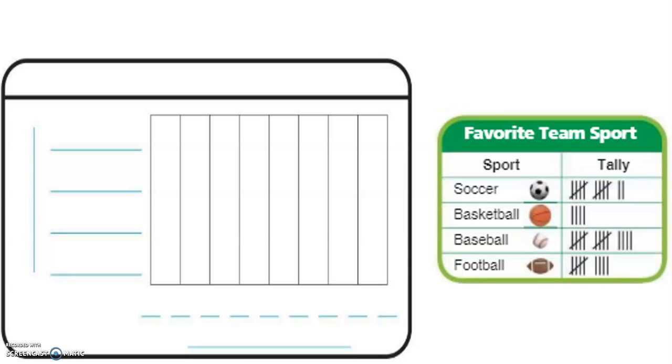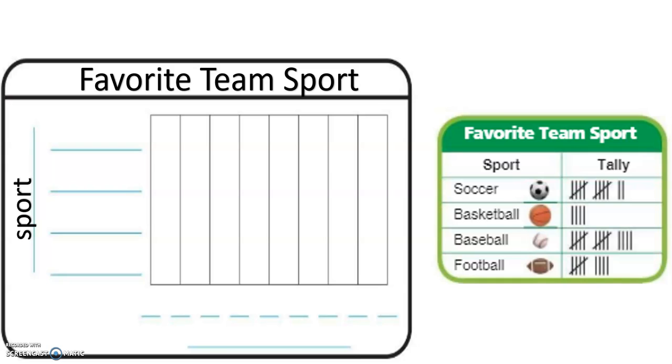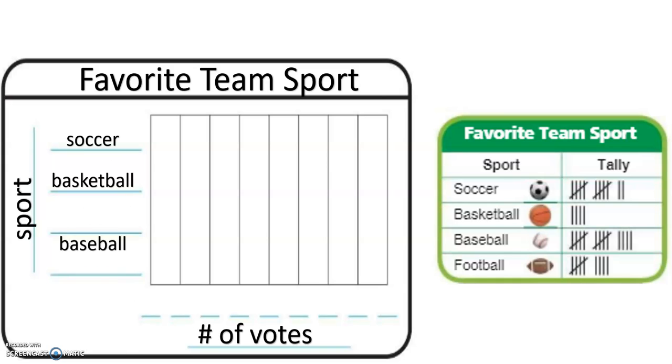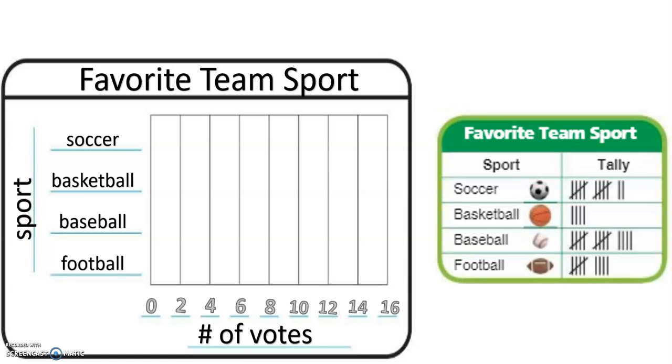When we're looking at this tally chart, we've got our information. We're going to take it and put it into the bar graph. So we need a title, we need labels, and we need our categories, just like we're looking at them in the tally chart. Then we have to decide on a scale. I'm thinking a scale of 2 is going to be a good one. Because when I look at soccer, I see those 12 tally charts, and that means my bar is going to go all the way to the 12.